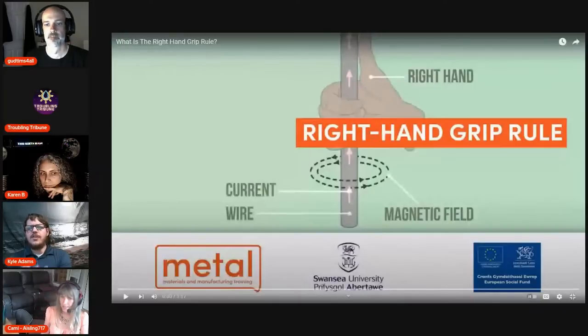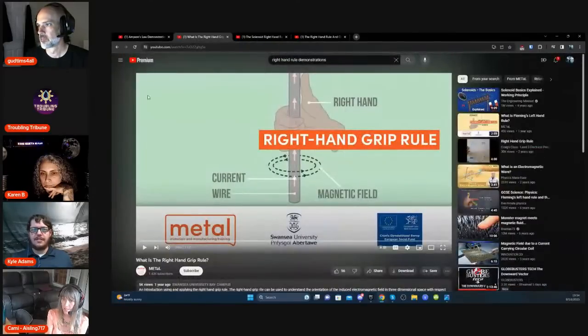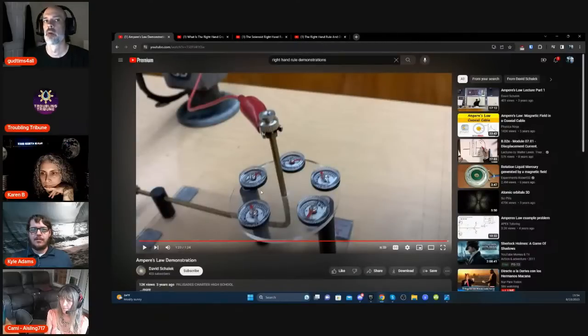Okay. So in your example with your setup, all of the compasses are perpendicular to the flow of electricity, correct? Yeah, those are all perpendicular, and you've got a vertical magnetic field with that.